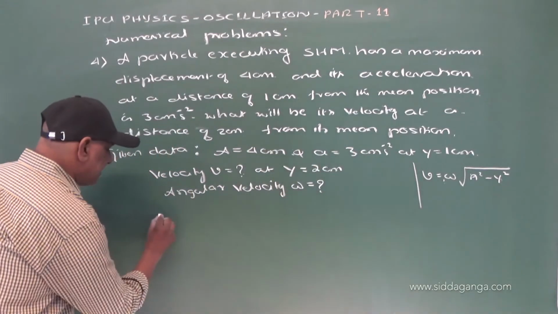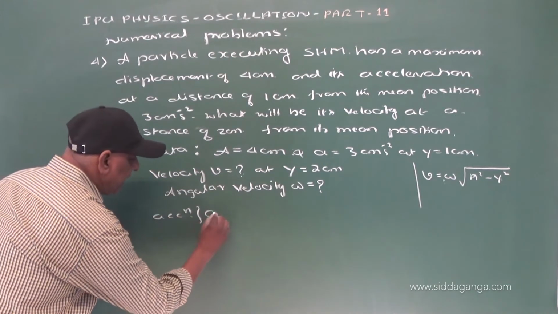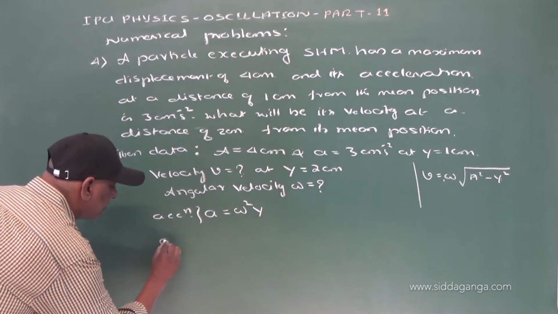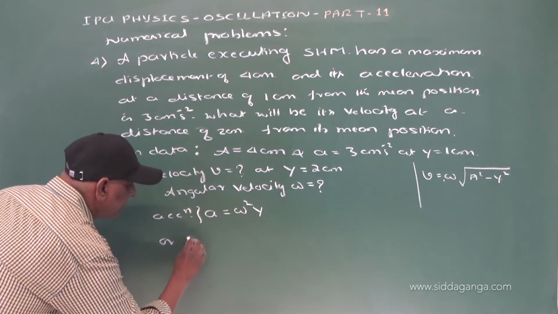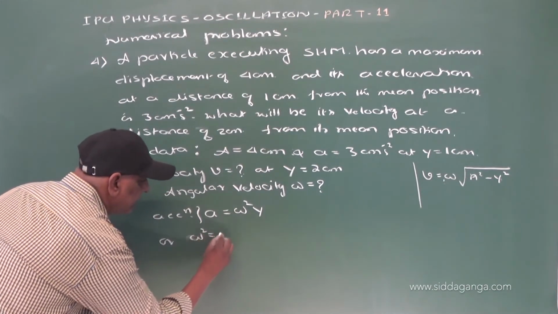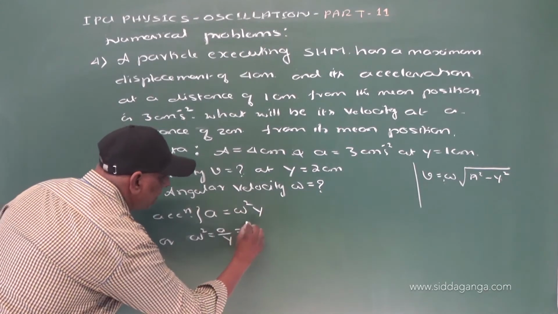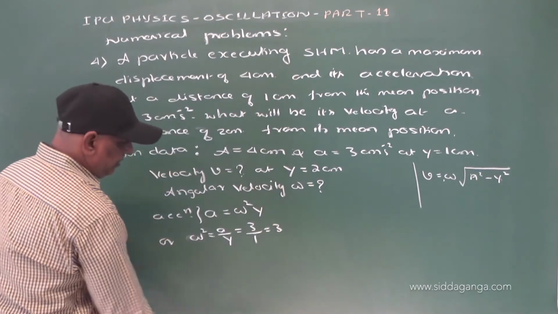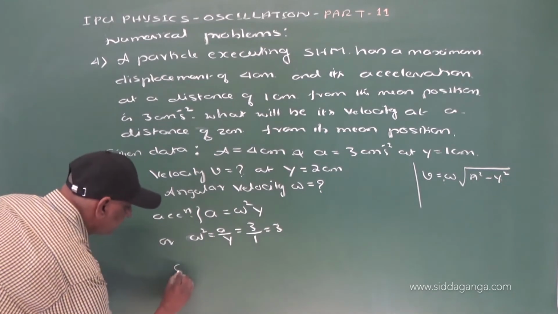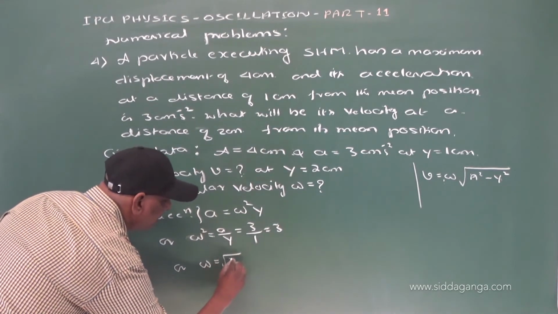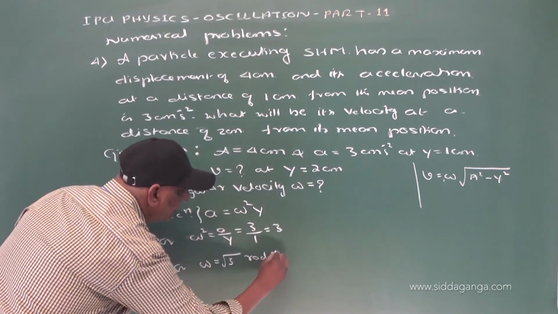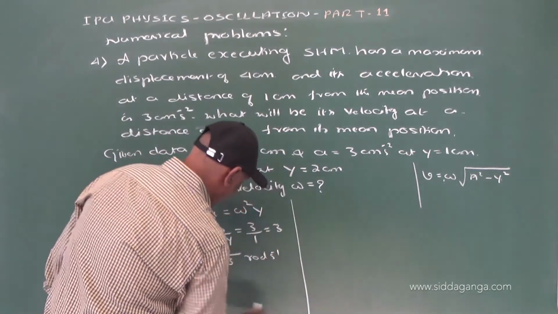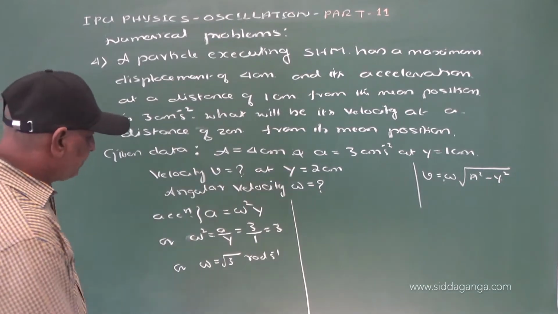We have acceleration a is equal to omega square into y, or omega square is equal to a by y, that is 3 by 1, that is equal to 3, or omega is equal to root 3 radian per second. So we got the value of omega, that is the angular velocity.